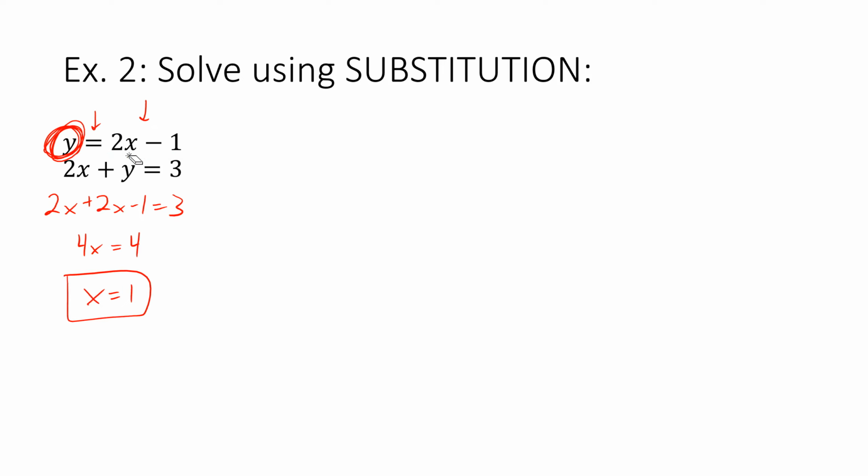I can easily find y by plugging x back into either one of the equations. Let's put it in up here. So y equals 2 times 1 minus 1. 2 times 1 is just 2, and 2 minus 1 is 1. So it looks like y is 1.